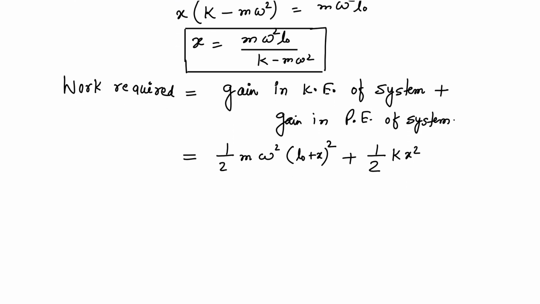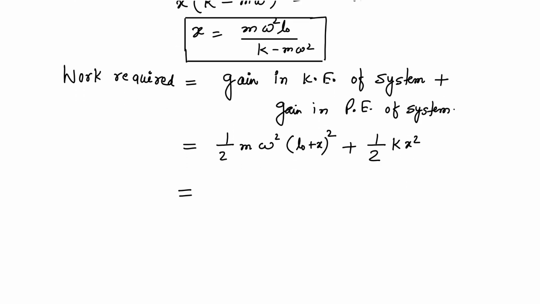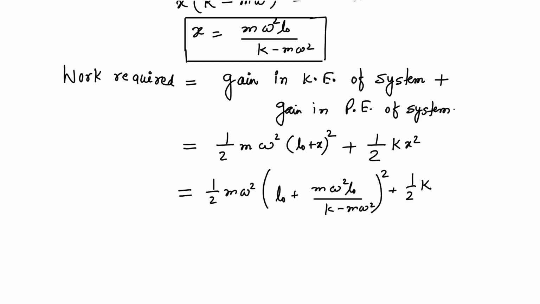Now we know the value of x, so we can simply plug it in. We have half m omega squared times (L0 plus x) squared, where x is m omega squared L0 divided by (k minus m omega squared), plus half k times x squared, with x equal to m omega squared L0 divided by (k minus m omega squared). So this is the work required. This much work you have to do so that finally the sleeve is rotating with an angular velocity omega.